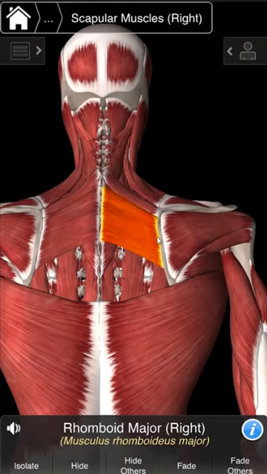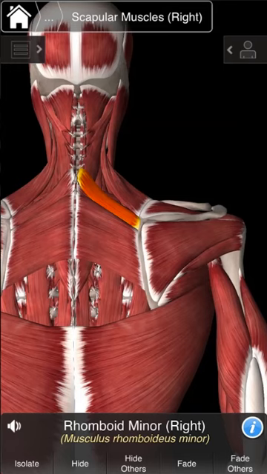So one of the things that I want you to notice is that medially, the origin is more superior to the insertion laterally. The reason that matters is because one of the actions of rhomboids, both major and minor, is going to be downward rotation. They're going to tilt the scapula down. But in addition to that, their other action is going to be retraction. So that's rhomboid major. Rhomboid minor does the same things.